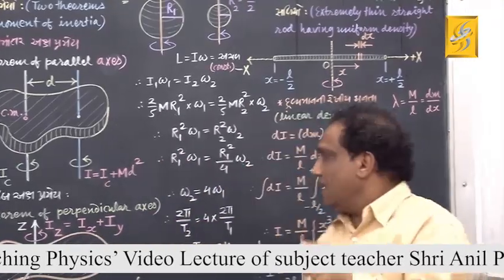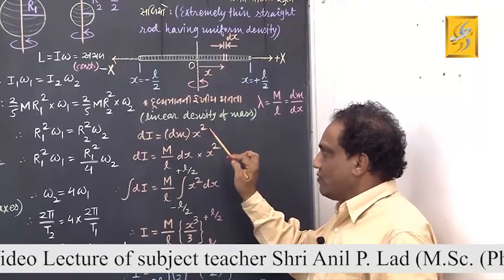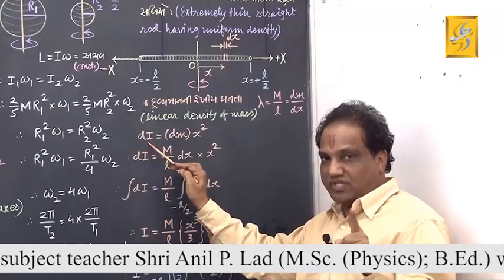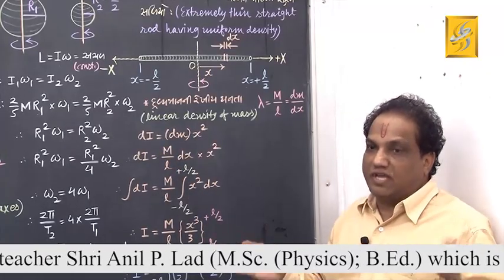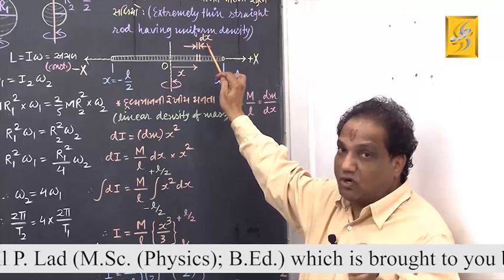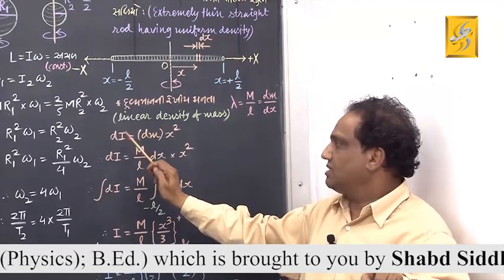Mass is dm and square of perpendicular distance is x, so it is dm into x square. This will give you partial moment of inertia, because we are not taking the entire length of the rod right now, we are taking only this much length, which is a part of the total length. That's why I am putting here partial moment of inertia, symbol is dI.